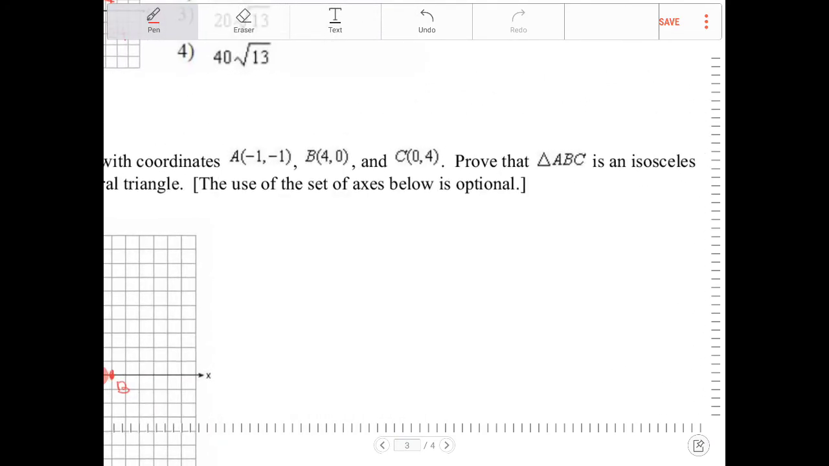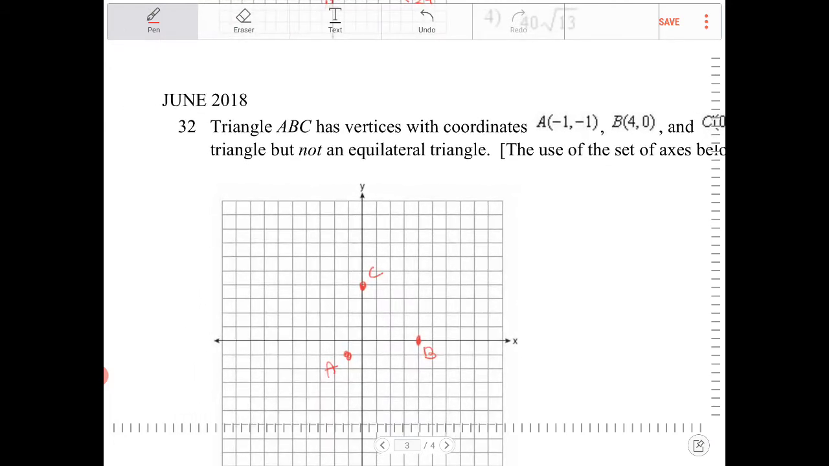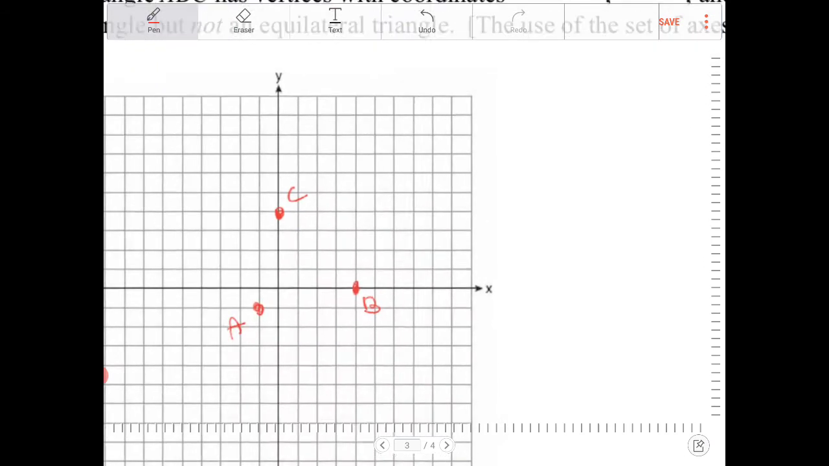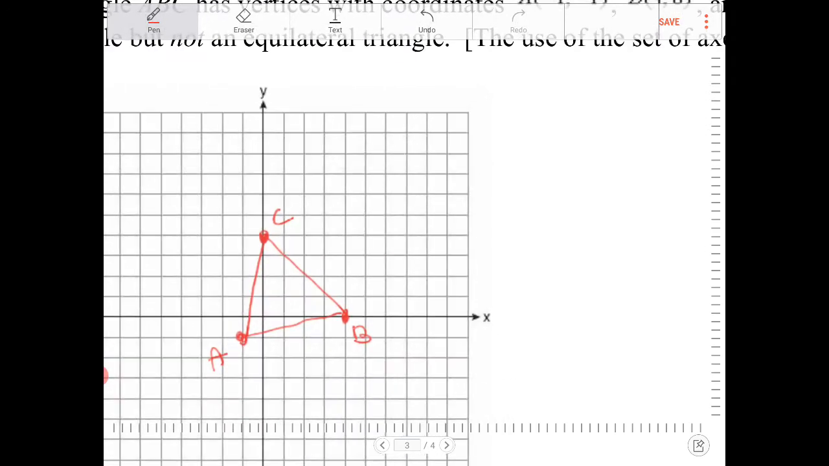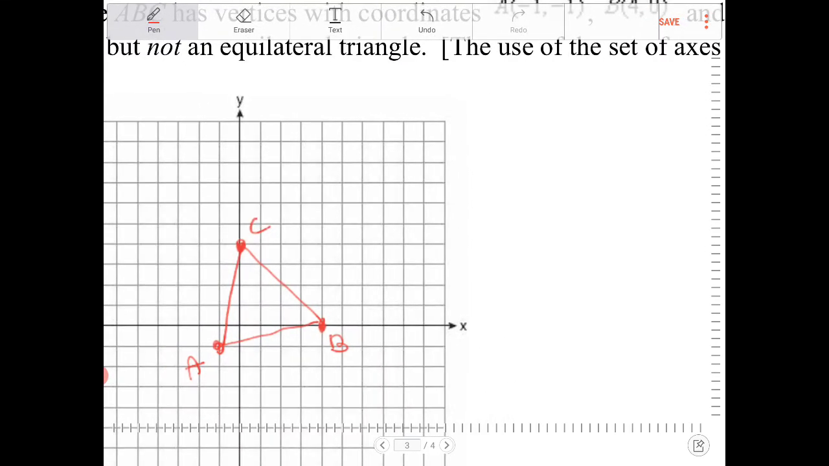Prove that triangle ABC is an isosceles triangle, but not an equilateral triangle. So an isosceles triangle tells you that there are two sides that are congruent.